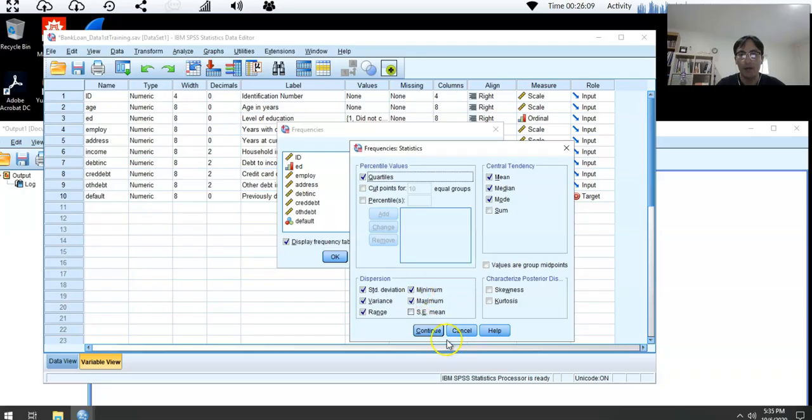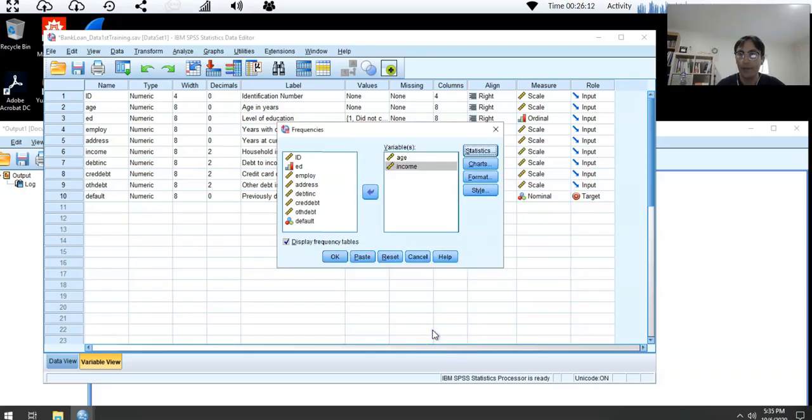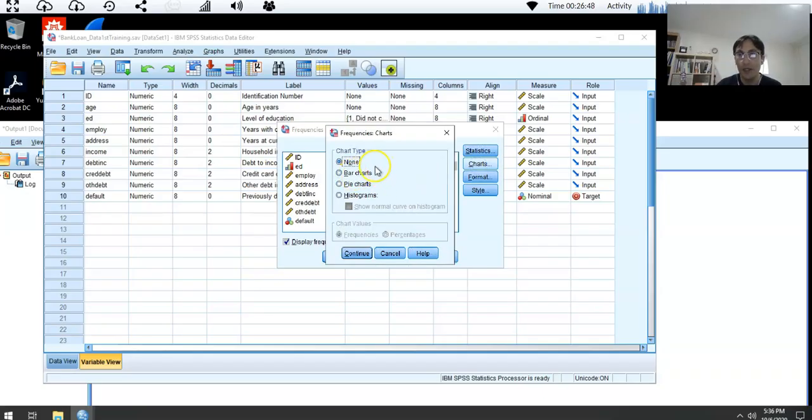Okay, now click continue. Before we click OK here, we would love to get the graph. Look under this option, this chart is the graph in SPSS. Somebody thinks of a chart as a table, but that's not the case in SPSS. SPSS defines chart as a graph. It's not tables. So click the charts button and choose what you would like to do.